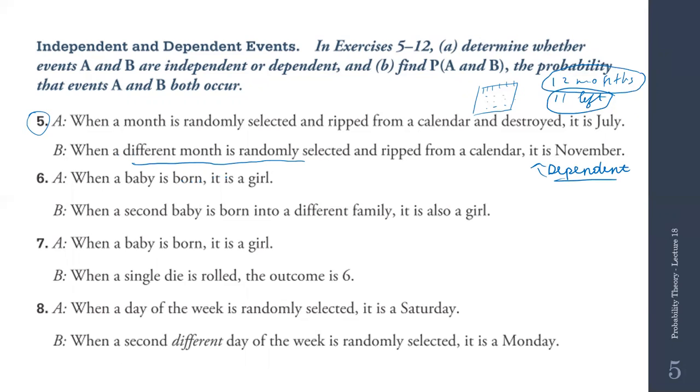When a baby is born, it's a girl. When a second baby is born into a different family, it's also a girl. Independent, because it says different family and next birth. So it's independent. Exercise 7. When a baby is born, it's a girl. When a single die is rolled, the outcome is 6. Independent.